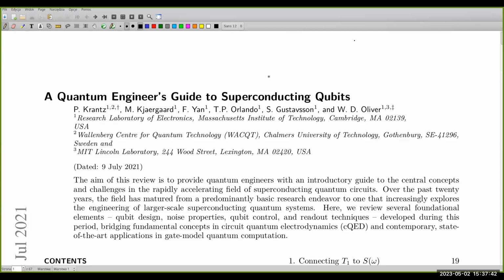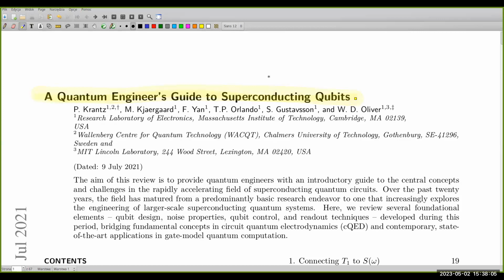All right. So, okay, let me take the highlight. Today we will discuss an overview of this paper here, Quantum Engineer's Guide to Superconducting Qubits.